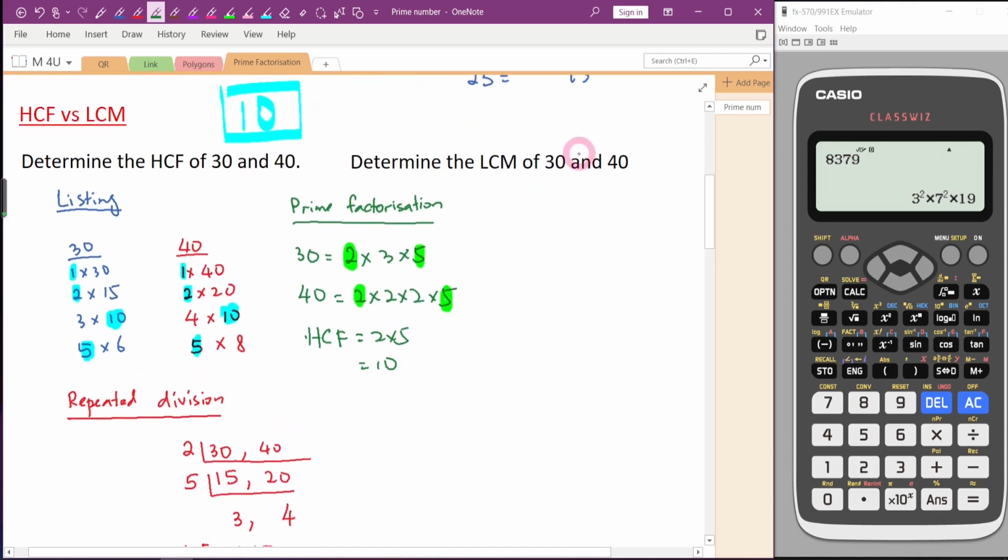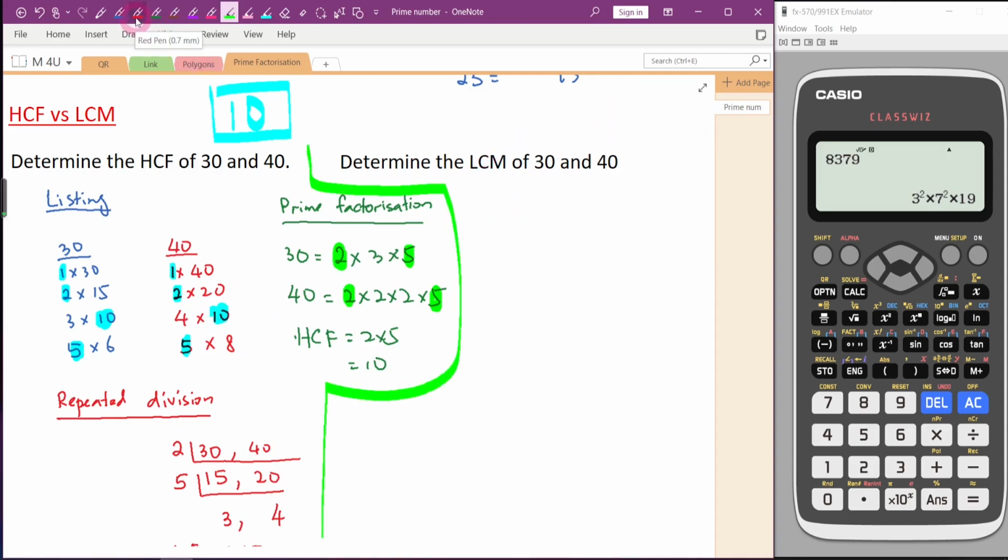Okay, now let's look at this one, LCM. So you have to be more careful. Same thing, we have 3 methods for this: listing, prime factorization, and repeated division. But the way we get the LCM is slightly different from this. Okay, let me show you the listing method first. Listing. The multiples of 30 will be 30, 60, which means 1 times 30, 2 times 30, 3 times 30, and so on.